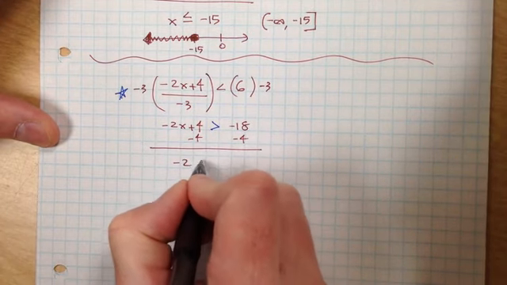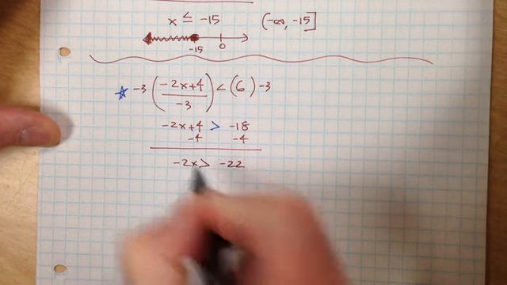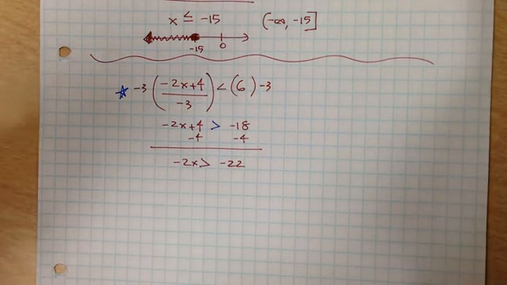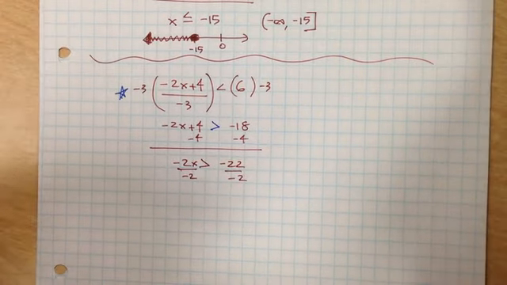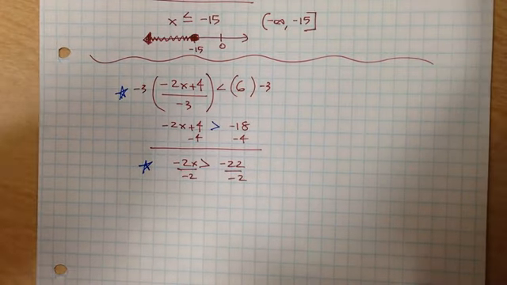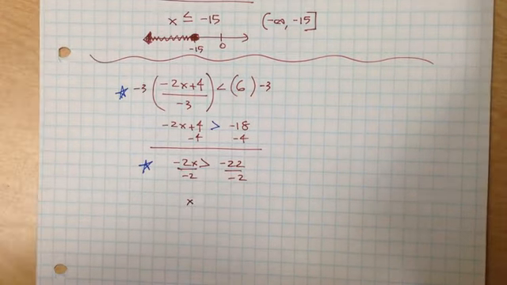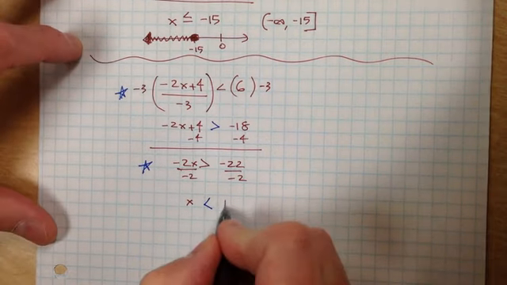Negative 2x is greater than negative 22. Divide by negative 2. Bells and whistles and all that good stuff going off in your head. Dividing by a negative. Okay, so x, flip that inequality when that occurs. X is now less than 11.